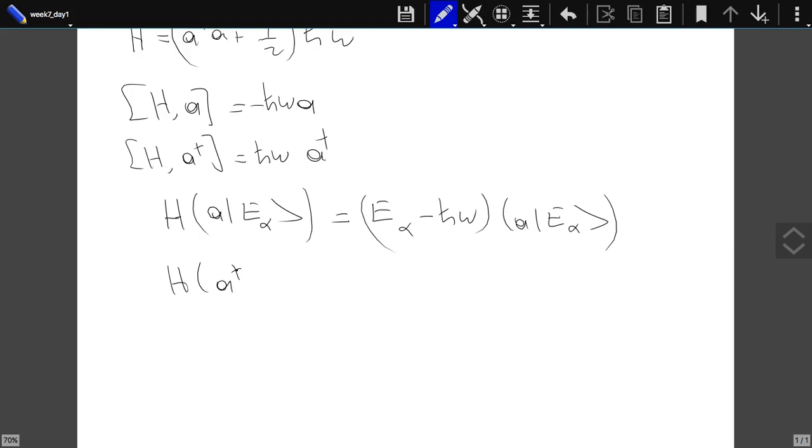And if you do the same thing with A dagger, if you act with A dagger on an energy eigenket, then you obtain another energy eigenket, but the energy of this eigenket is increased by h bar omega.